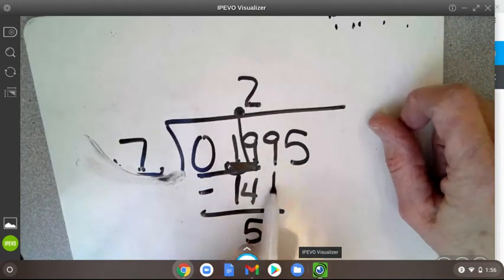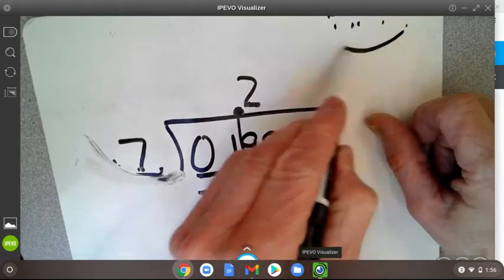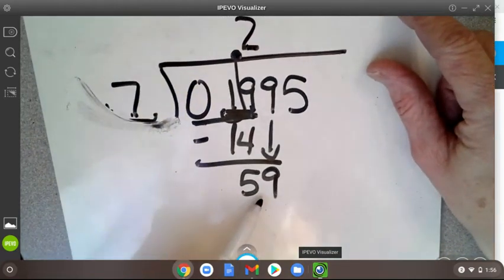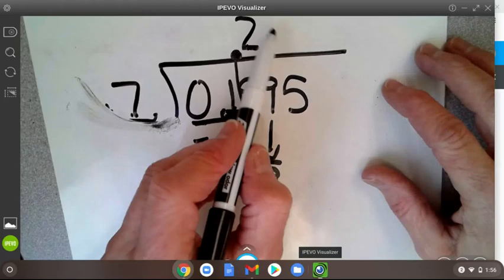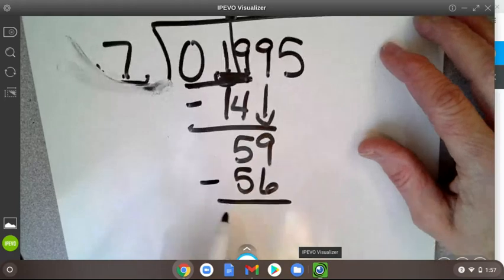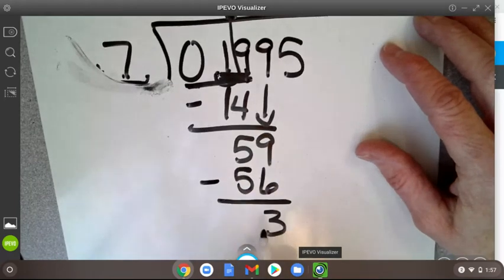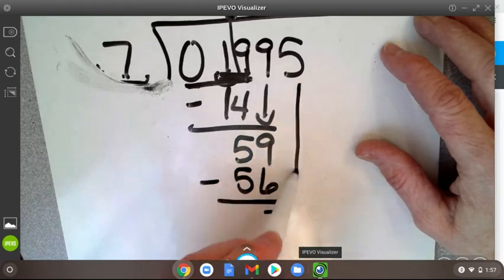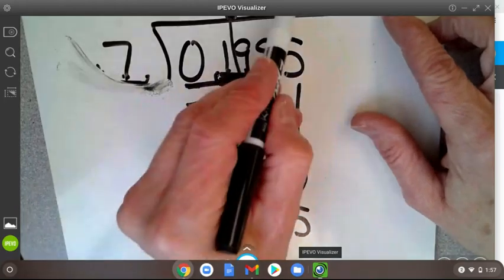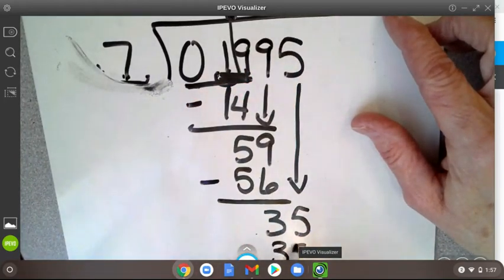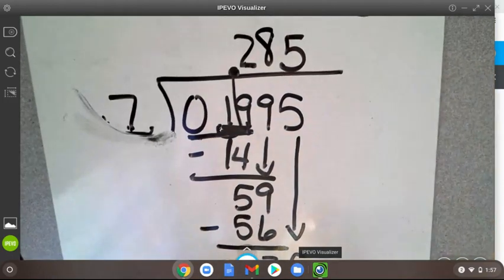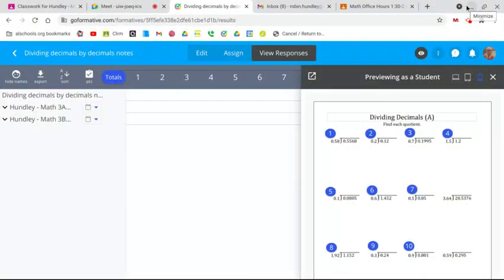Back to divide when I go after I bring down. 7 goes into 59. 8 times 7 is 56. Subtract. 9 minus 6 is 3. 5 minus 5 is 0. Bring down my last 5. Back to divide. 7 goes into 35 5 times. And then I'm done. So my answer is 2.85.